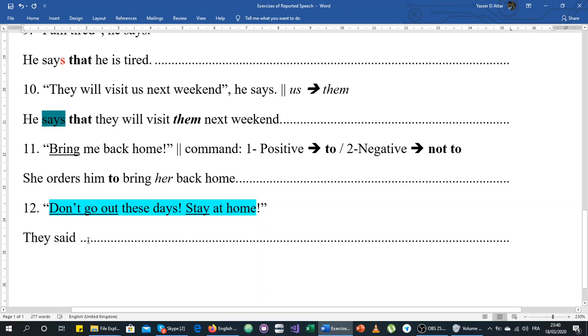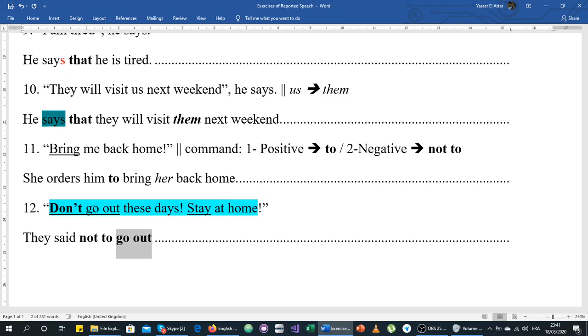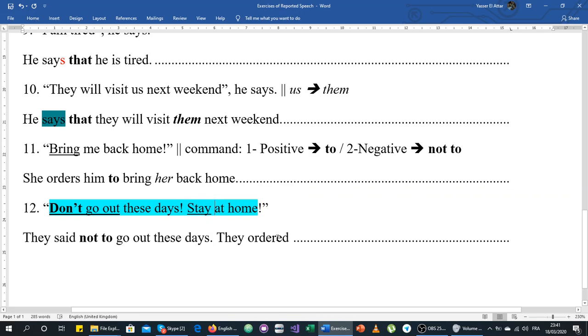So the first one is the negative because we have "don't." So for the negative we add "not to." So they said not to go out these days. And we keep the verb as it is. We can add something like "they said" or "they ordered" just to divide the commands. The second command we have is "stay at home," so it becomes "to stay at home." Okay, this is it.